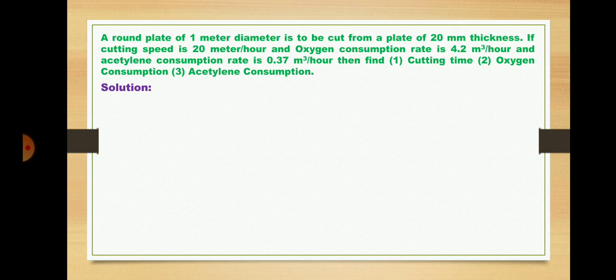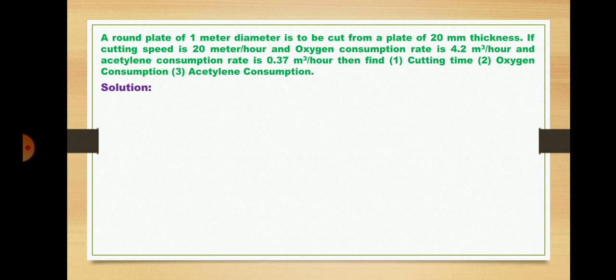Let's see another example. A round plate of 1 meter diameter is to be cut from a plate of 20 millimeter thickness. We have to cut a circular plate of 1 meter diameter from a 20 millimeter thick plate, if the cutting speed is 20 meter per hour, the oxygen consumption rate is 4.2 meter cube per hour, and the acetylene consumption rate is 0.37 meter cube per hour. Then find cutting time, oxygen consumption and acetylene consumption.